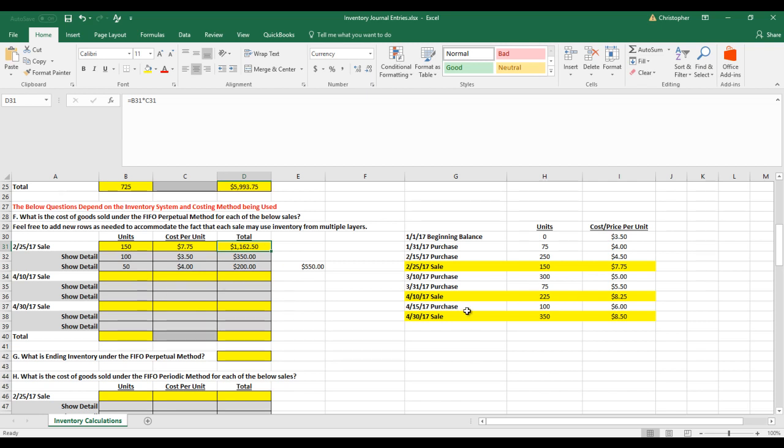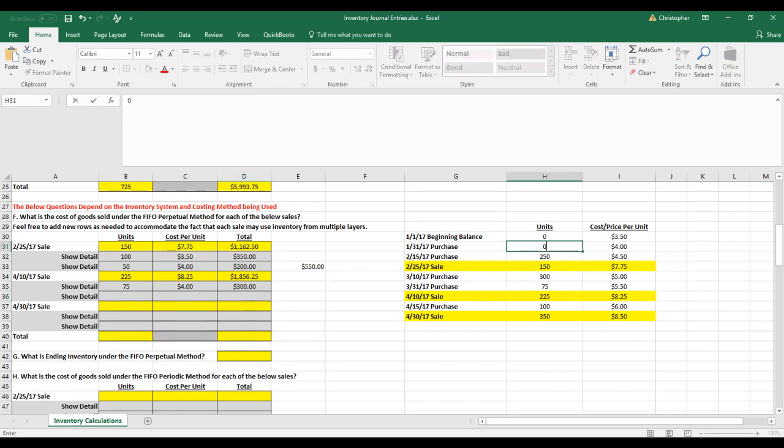Let's go down to the April 10 sale. We need to sell 225 units at $8.25 per unit, so $1,856.25. Again, we're using FIFO perpetual. Since it's FIFO, we start at the beginning. We have 75 units left in this layer. We'll go ahead and use those up at the $4 per unit.